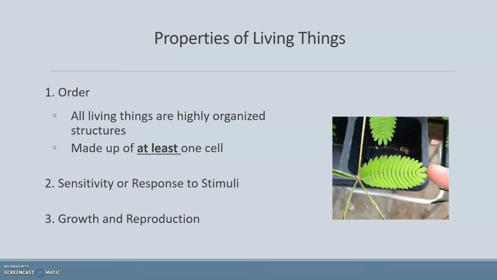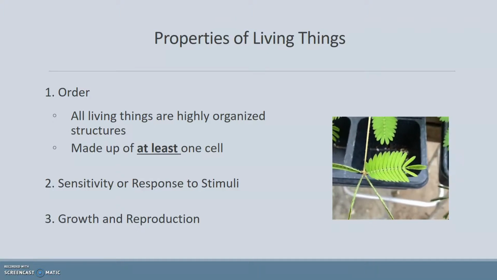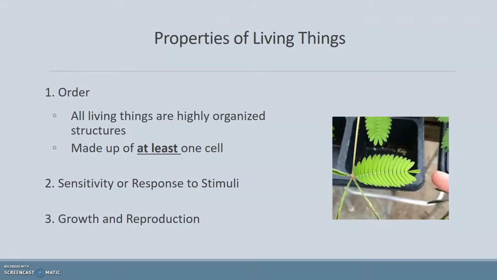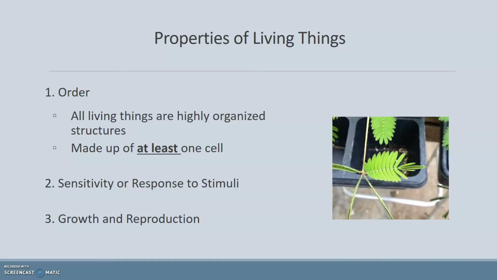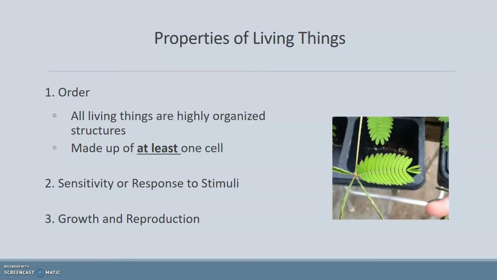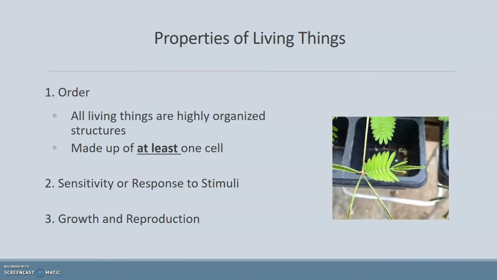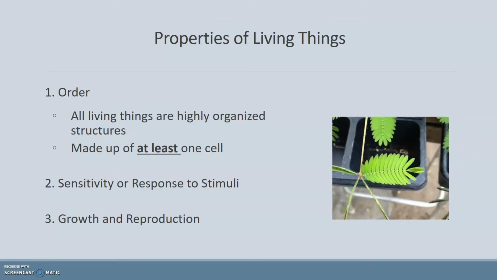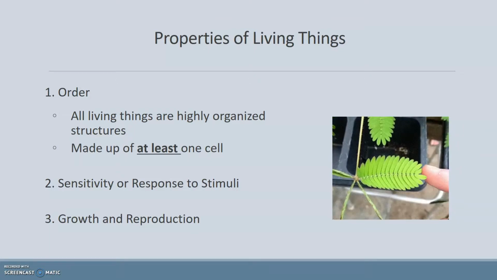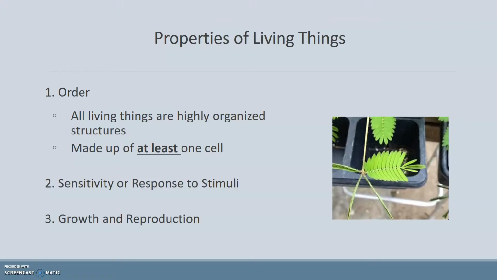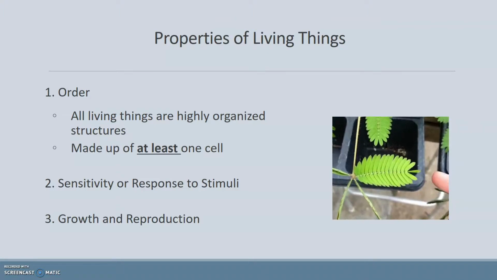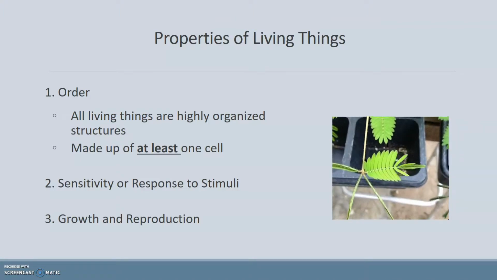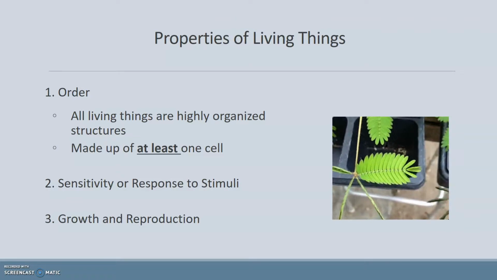And a third property of all living things is the ability to grow or get larger, as well as reproduce or make more of themselves. And so, to summarize this slide, all living things need to have some order or an organized structure made of cells. They have to be able to sense and respond to the environment or to stimuli, and they also have to be able to grow and reproduce.